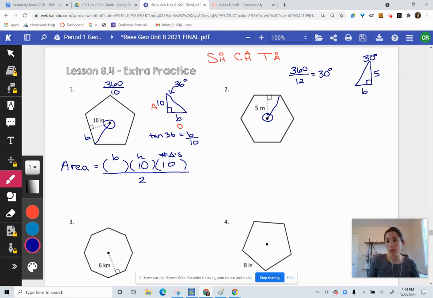Next week, we are going to be looking at the special right triangle properties. So I would just continue this problem just like you did the first one.